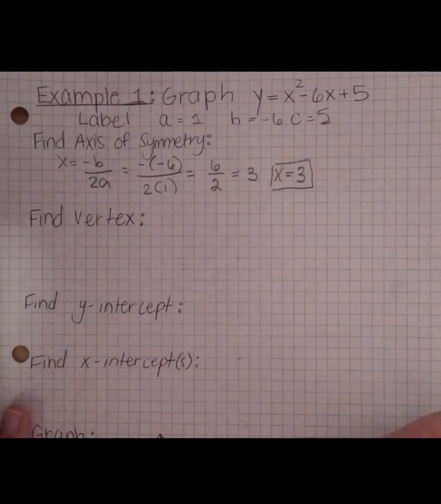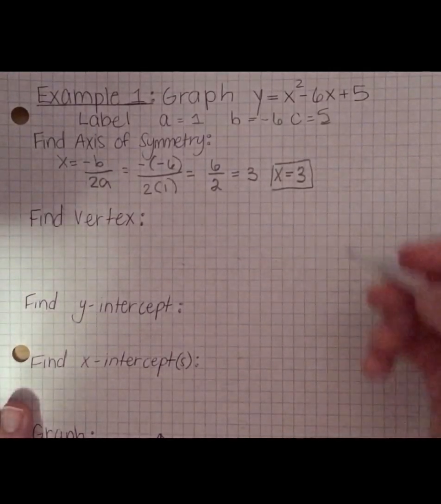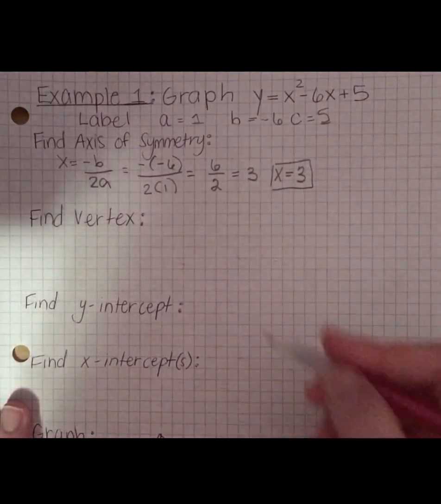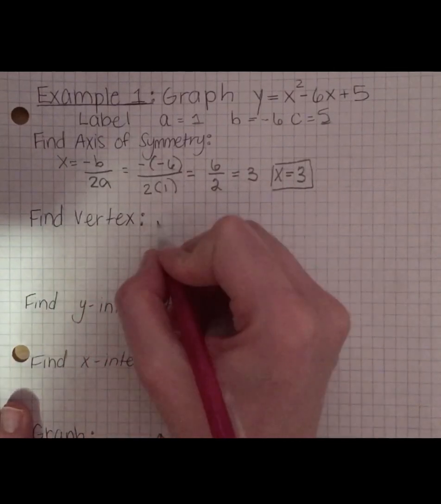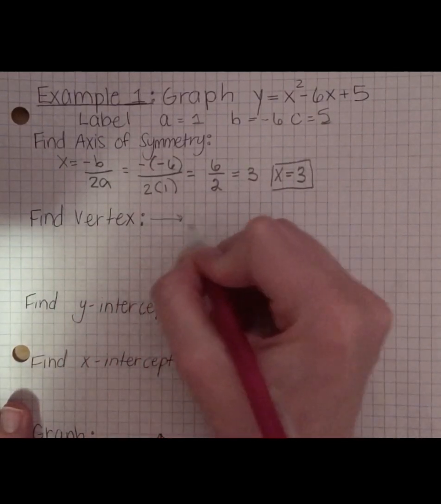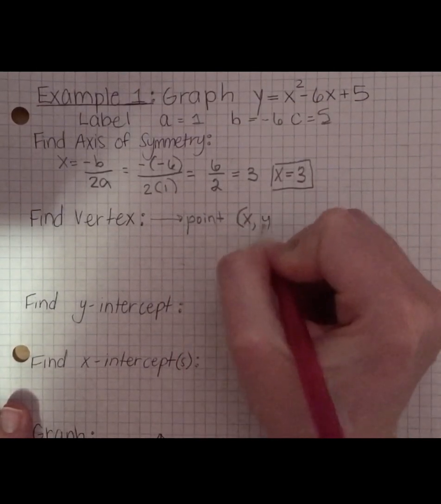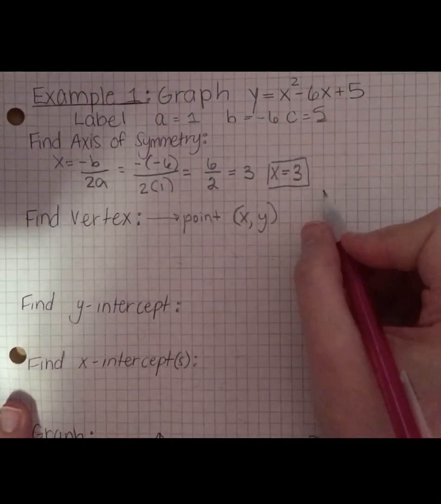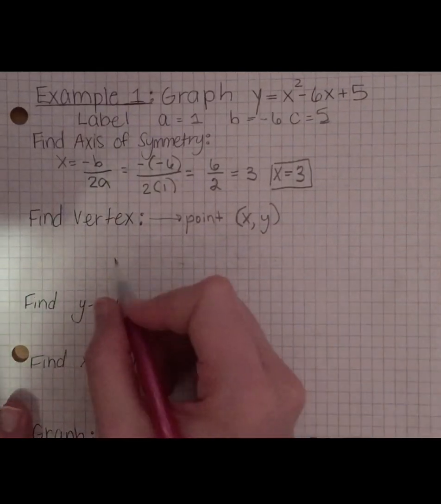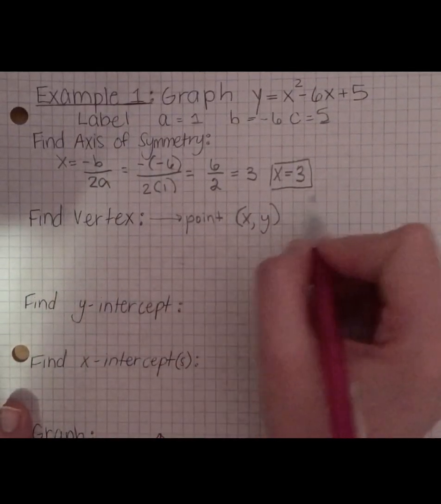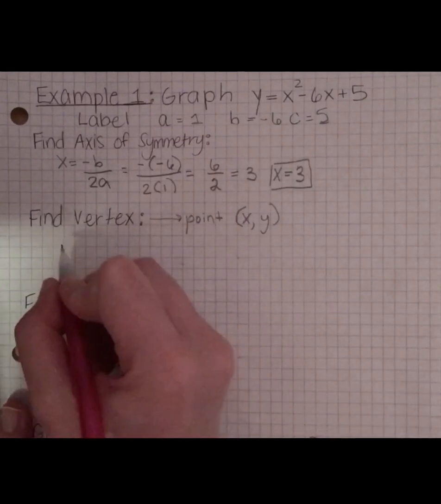Now remember, the axis of symmetry splits the graph down the middle, and it is also where our vertex lies. Our vertex is a point, right? Remember, this is a point, and we know that points are written as x comma y. So right now we only have the x. We need to find the y value. We can do that by taking this x and substituting into our original.